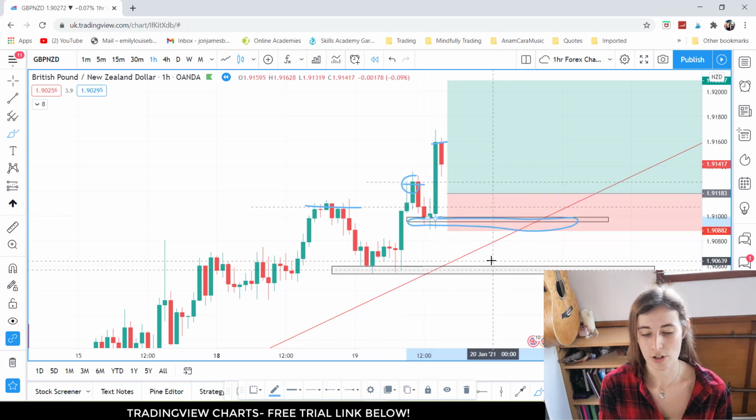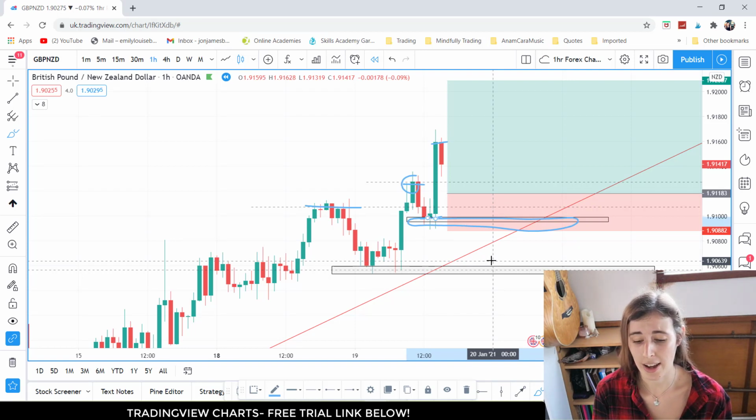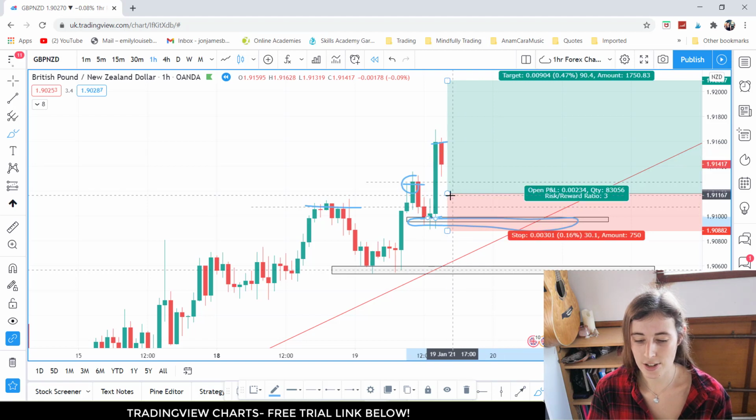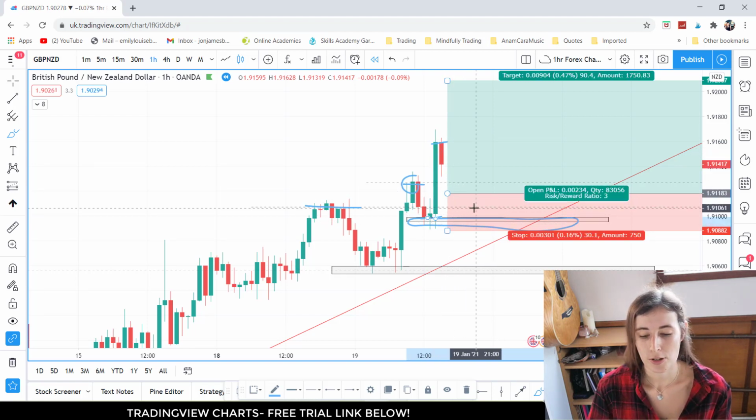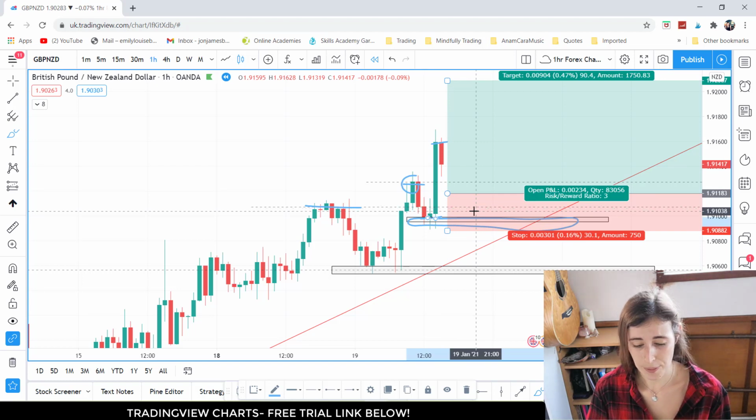based on the history of the current price action for this pair, I was thinking that there was a strong chance that price was going to come back into this area for a pullback and then find some sort of support and bounce from there to move higher.